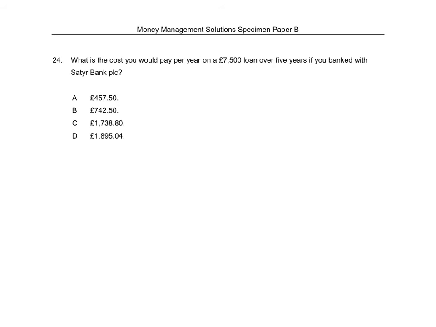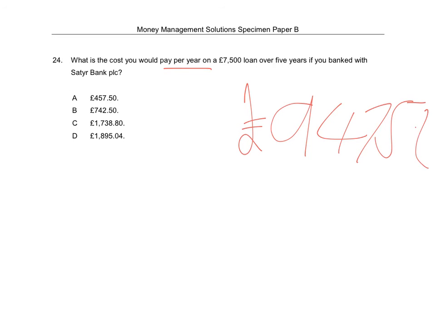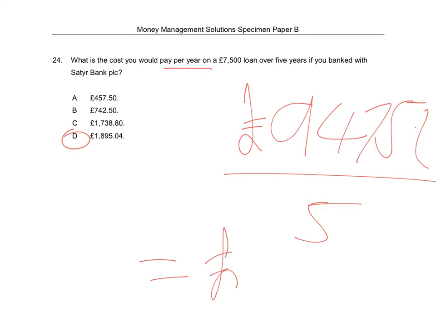Right, this took me a few times, but it's easy, okay? What's the cost you'd pay per year on a £7,500 loan over 5 years if you bank with this bank? Now, the key word here is it says per year. So overall, over the 5 years, when you take that loan out, you'll have to pay back 9475.2. So all you've got to do is divide that by 5, and it will equal D, because it's per year. So the answer is 1895 and 4p. There we are.